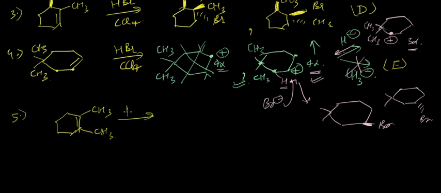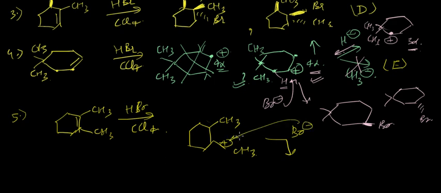Okay, so we attack it with HBr in presence of CCl4. So what will happen is we will get a carbocation at this position or at this position. So both would be identical only, because the compound has a plane of symmetry.